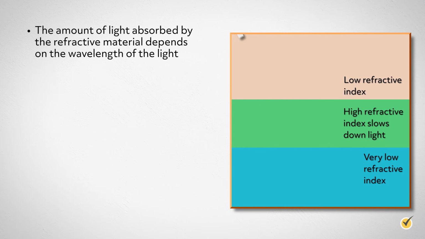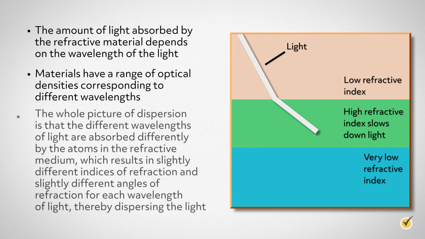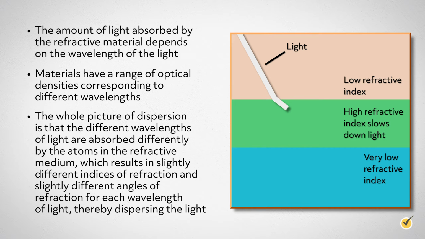The amount of light absorbed by the refractive material depends on the wavelength of the light. In other words, materials have a range of optical densities corresponding to different wavelengths. So the whole picture of dispersion is that the different wavelengths of light are absorbed differently by the atoms in the refractive medium, which results in slightly different indices of refraction and slightly different angles of refraction for each wavelength of light, thereby dispersing the light.